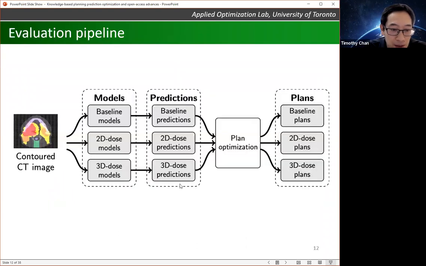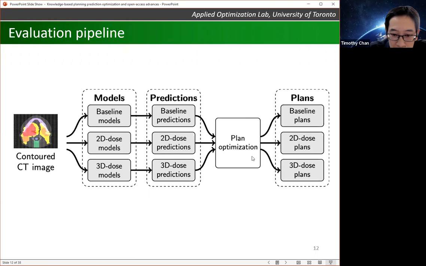And so how do we then evaluate these models? So we take the CT image, and then we are going to compare our 3D model to a 2D model. So these are the two GAN models. And we will also compare it to some existing baseline models that, for example, wouldn't be deep learning models, or other deep learning models that are not GANs. Then we'll make predictions from them. These predictions will go into the same optimization method. So we hold this part constant, and then we get plans out of this optimization model. And the idea was basically to compare the quality of the plans based on the different types of prediction models. Okay.